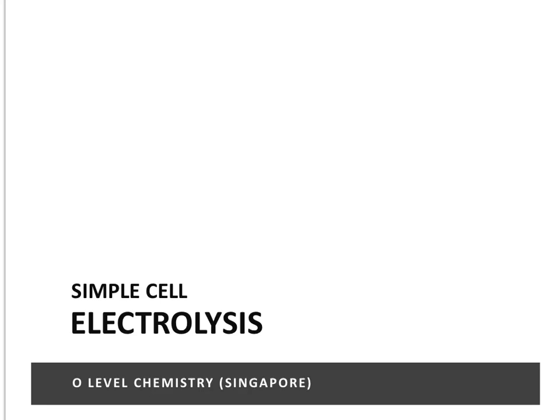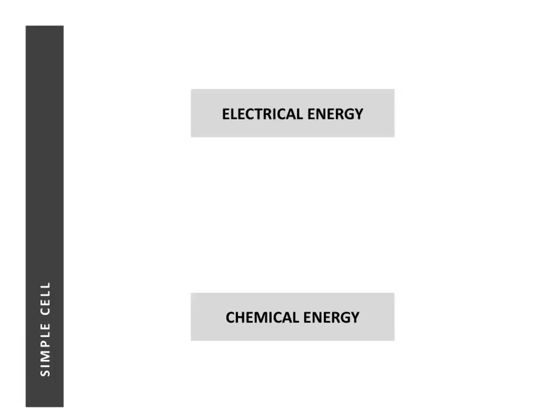In the previous lessons, we have learned how an electrolytic cell works and what happens when you pass a current into different kinds of electrolytes. So in this lesson, we're going to learn a new kind of cell. Previously, we have learned that an electrolytic cell actually uses a current to break down a compound.